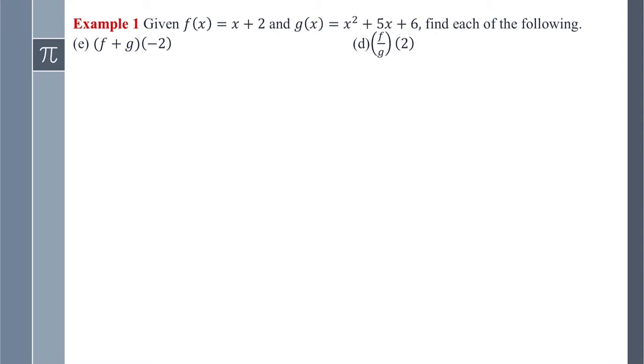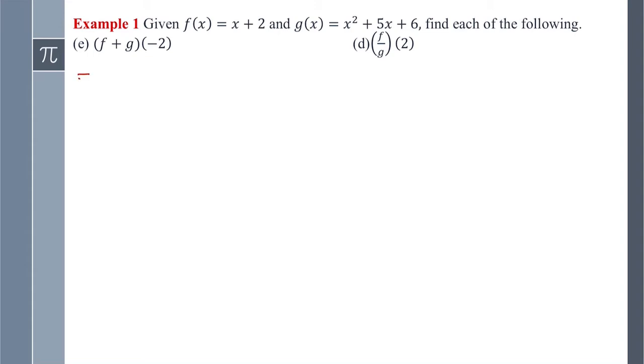Now that was sum and difference. So let's go ahead and evaluate the sum, difference, or sum and quotient at a given value. So this is exactly the same as what we did in the first four examples. In those cases, we had x here, but now we have a number. So it's exactly the same thing that we are going to do here that we did for the previous example.